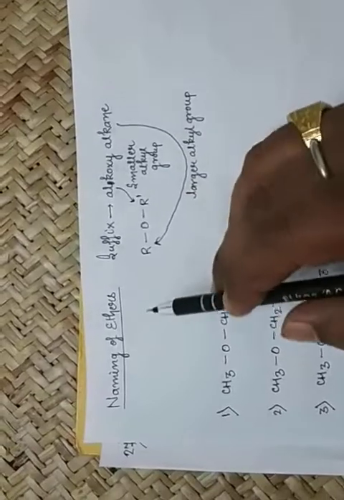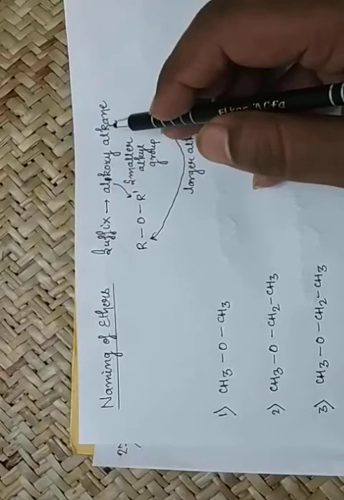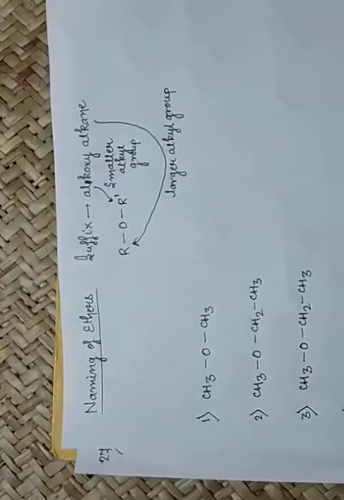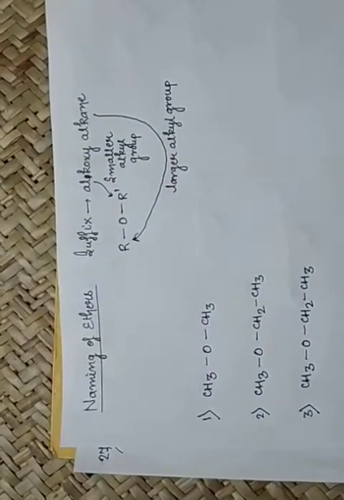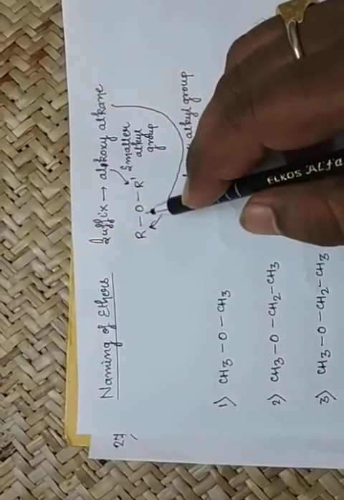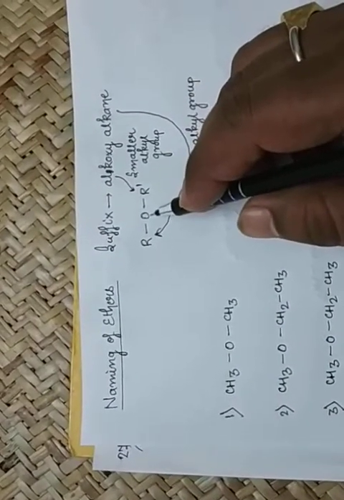Students, now the new topic is naming of ether. The suffix of ether is alkoxy alkane. There's an example. The simple example is ROR, with two alkyl groups. This can be symmetrical or unsymmetrical also, and oxygen is always in the center.